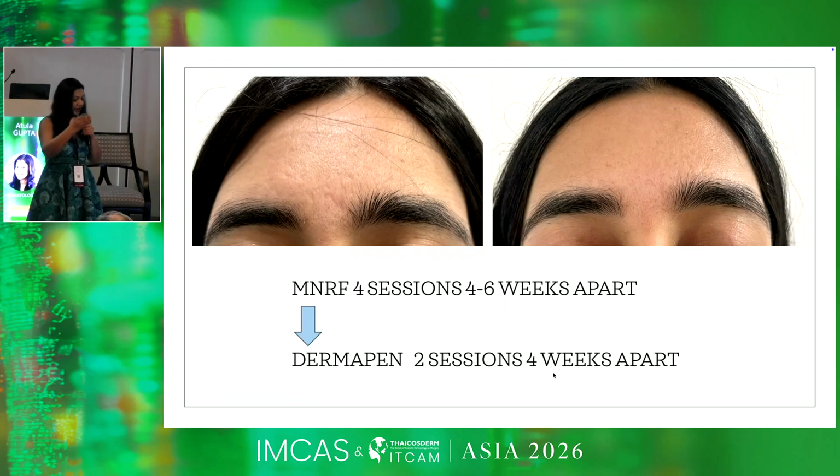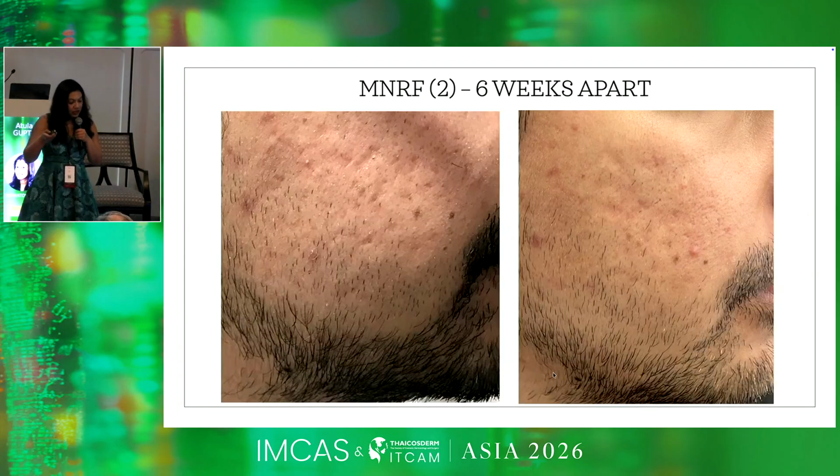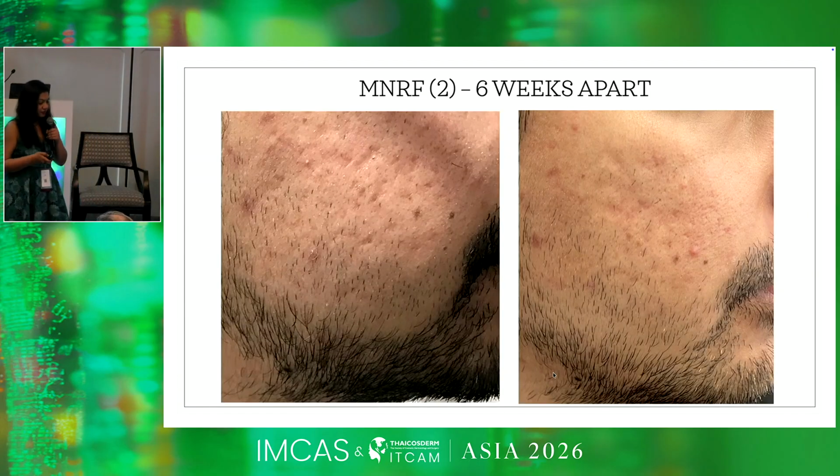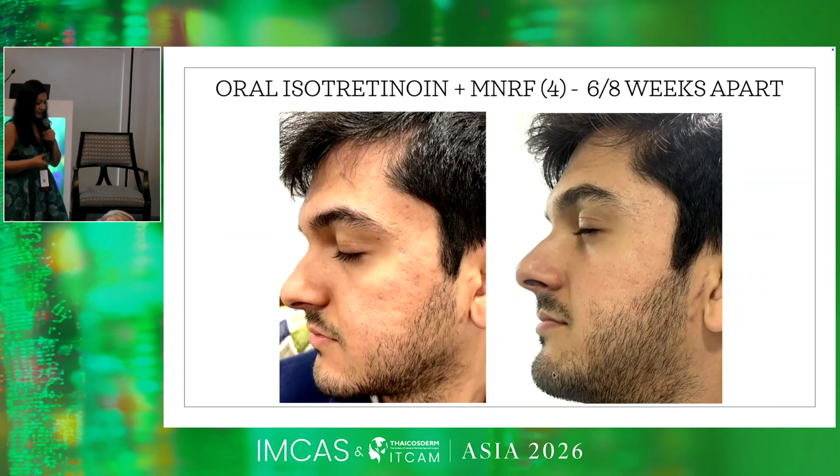This is the forehead. 4 sessions of microneedle radiofrequency, space them apart, 4 to 6 weeks apart, followed by 2 sessions of Dermapen, 4 weeks apart. So you always space them long apart for the collagen to build. This is just 2 sessions of microneedle radiofrequency, 6 weeks apart. So we do see these kind of results.